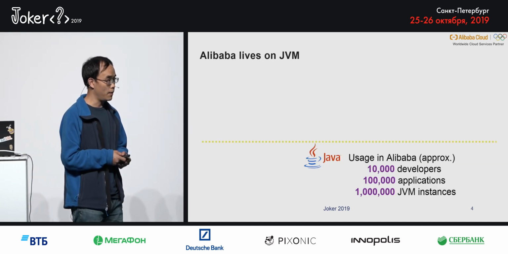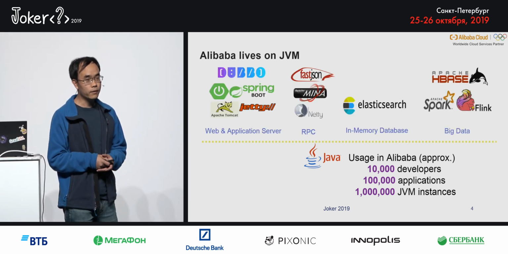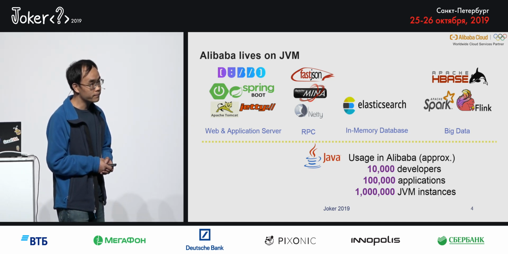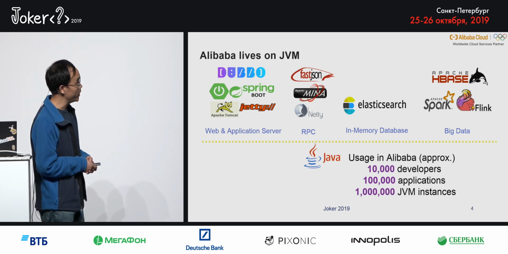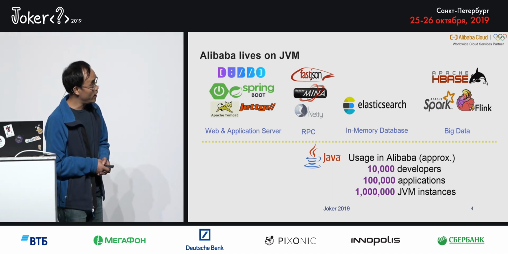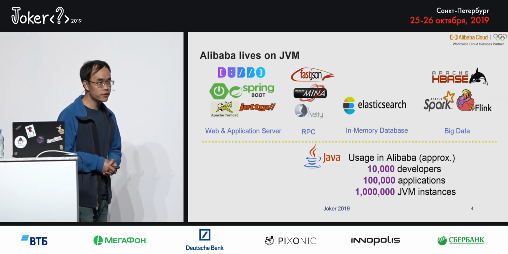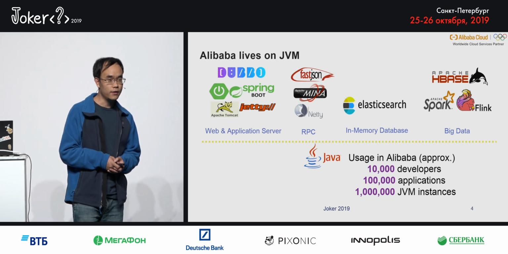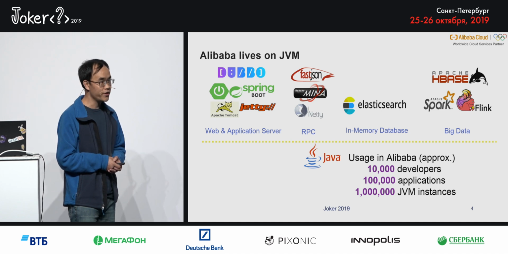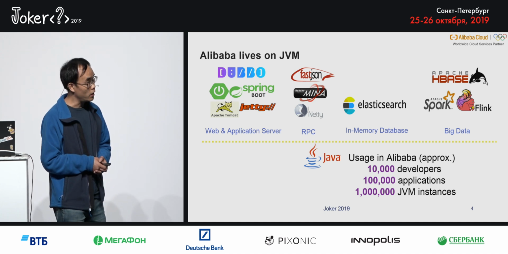This shows the Java usage in Alibaba. We built our software based on the broad open source ecosystem in Java. You can see we use Jetty, Netty, Tomcat, and Elasticsearch. For big data, we also have Spark, Flink, and so on. So we use Java at a very, very massive scale. Look at this number: we have millions of JVM instances, with billions of lines of code.